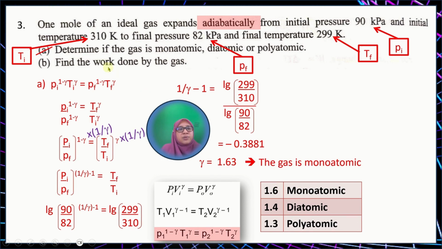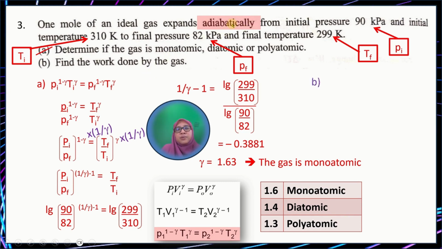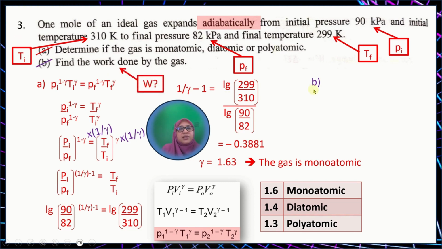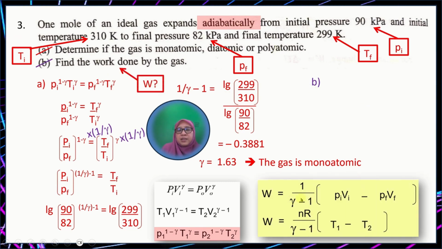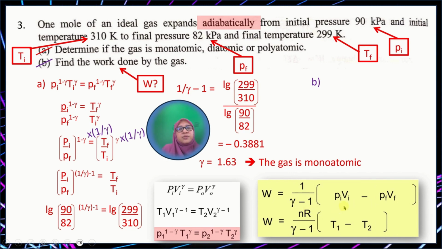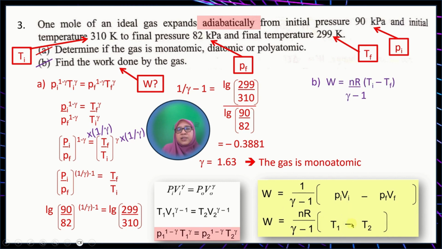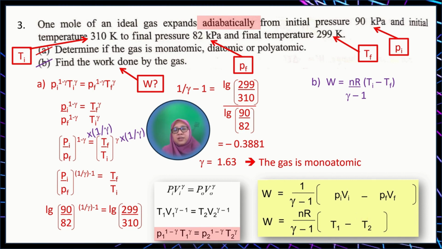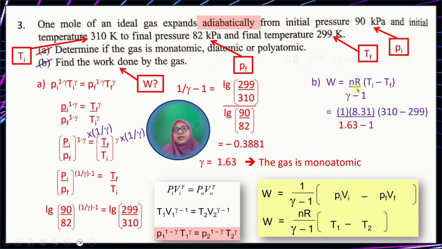Next we go to question B. Find the work done by the gas. We use the formula for adiabatic work. The formula is one of these two, so we choose the one that we know. Volume is not given, so we choose the temperature one, the second equation. Work equals nR over gamma minus 1, bracket T1 minus T2. We have already derived this formula from our lesson, so we just take the formula directly and substitute.